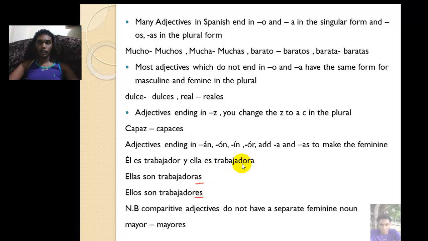Is a normal A here, and this ends in a consonant. So we added ES, and then we add S here because it ends in a vowel. So we are going to add AS to make the feminine. Okay?